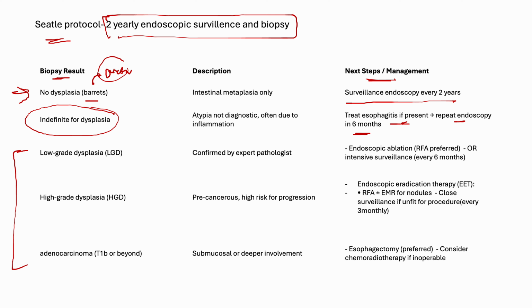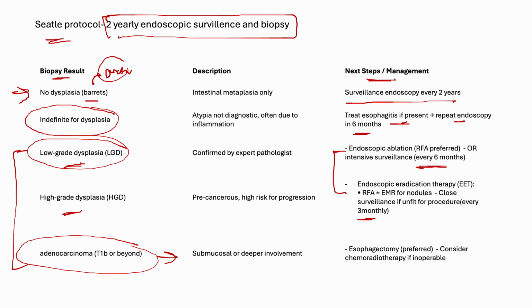These three are very important and need a high level of surveillance. Low grade dysplasia, high grade dysplasia. If it is a low grade dysplasia, we're gonna do an endoscopy and biopsy every 6 months. For high grade, we're gonna do it every 3 months. And in both those affected parts, we can treat with RFA. Okay. And if it is an adenocarcinoma, submucosal or deeper involvement, we're gonna go for esophagectomy. Okay.